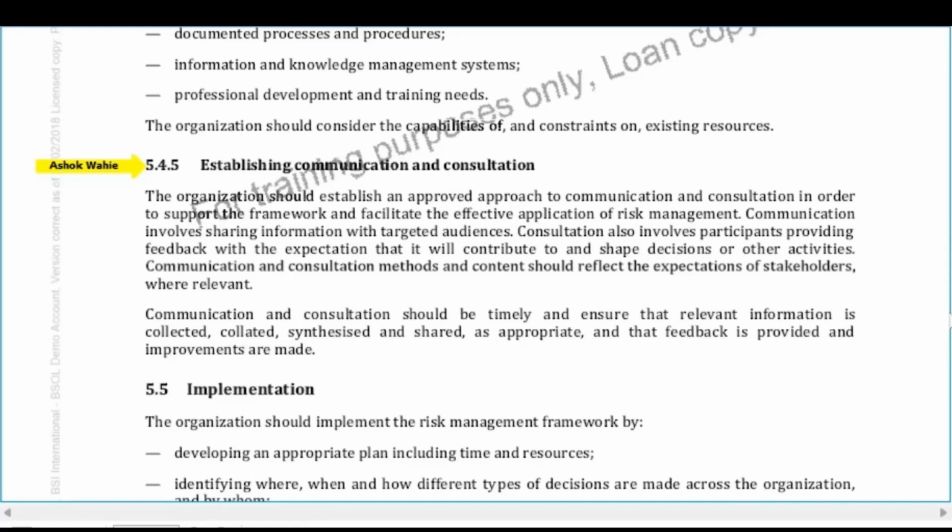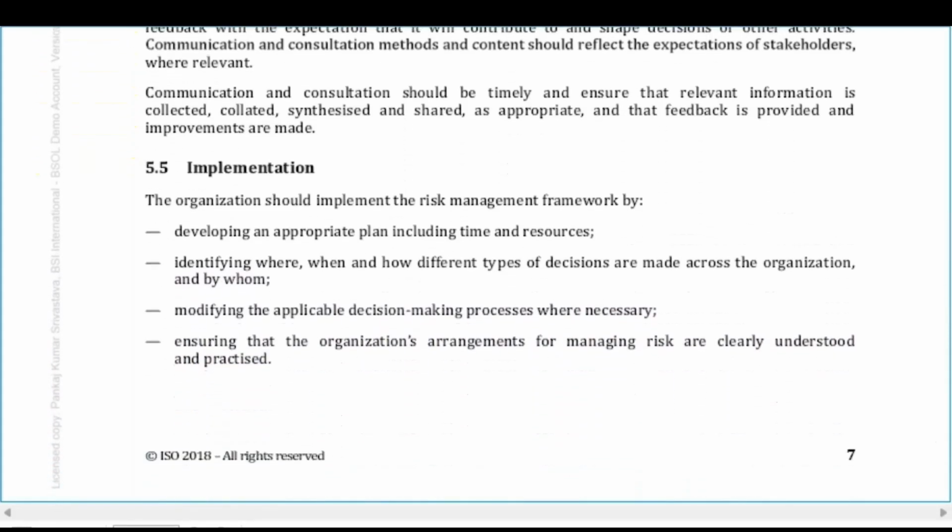So this communication and consultation, when you create or write a paper or write a policy or write an approach, should be in a timely manner. So you should ensure that this communication and consultation takes place before the risk management and as an ongoing process, so that when we are going to adopt a communication and consultation approach, how do you collect this information? How do you collate this information? How do you synthesize this information and then share it as appropriate?